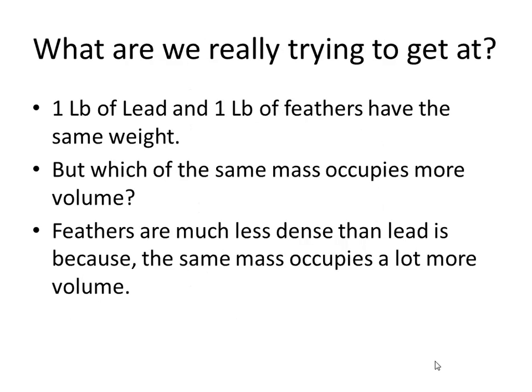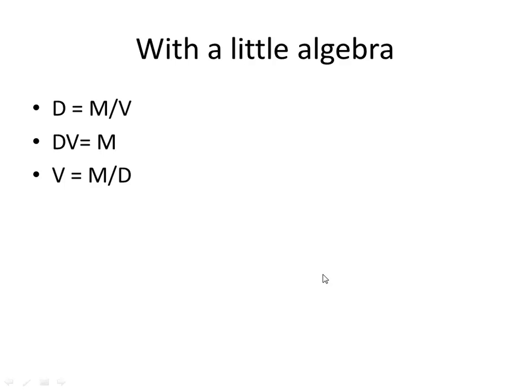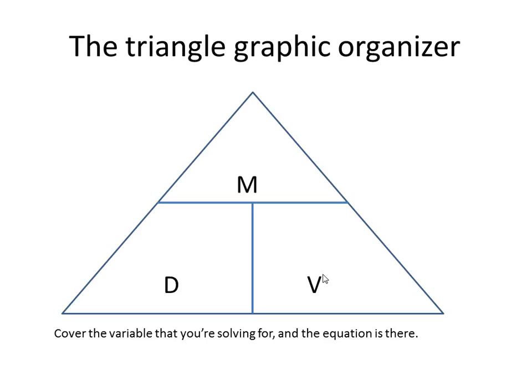Okay? Don't have to take this down, okay? Density. You do have to take this down. So I'm going to show you guys a couple tricks too. Density is the ratio of mass and volume. So we're going to define our variables. D is density, M is mass, V is volume. D is equal to M divided by V. That's the equation. Do a little algebra, you can get these equations. But what I got is the triangle. So right now, copy this triangle.